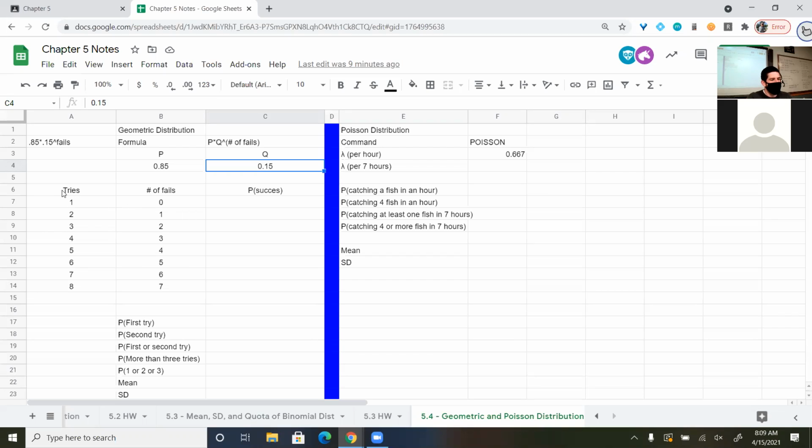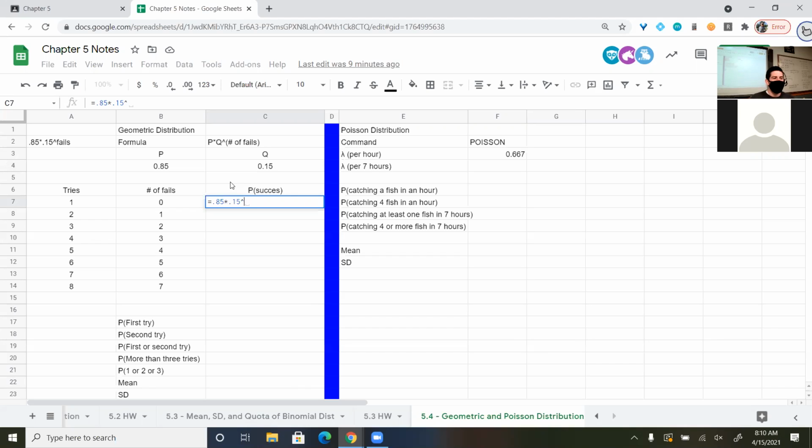So I just typed in the number of tries. So I tried once, twice, 3, 4. I'm going to try 8 times and see what the probabilities will be. Now, for my probability of success, again, I am going to use this formula. So I'm going to do equals my probability of success, which is 0.85. And I'm going to multiply it by my probability of failure, which is 0.15. And I'm going to put it to the power of. So again, that's going to be shift 6.